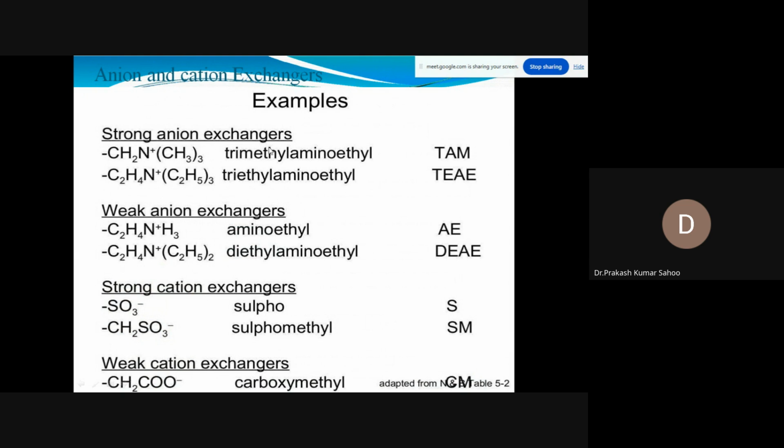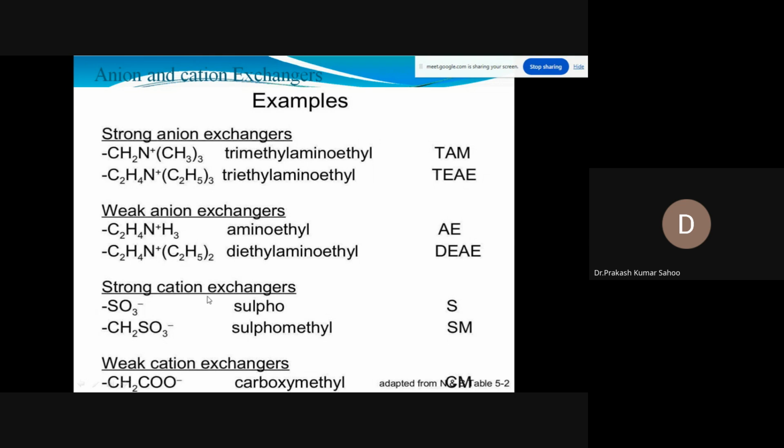In a strong anion exchanger, we have TMAE, that is trimethyl aminoethyl. This is very strong, with three methyl groups here. This is also a strong one. Under weak anion exchangers, we have aminoethyl and diethylaminoethyl, where two ethyl groups are present.